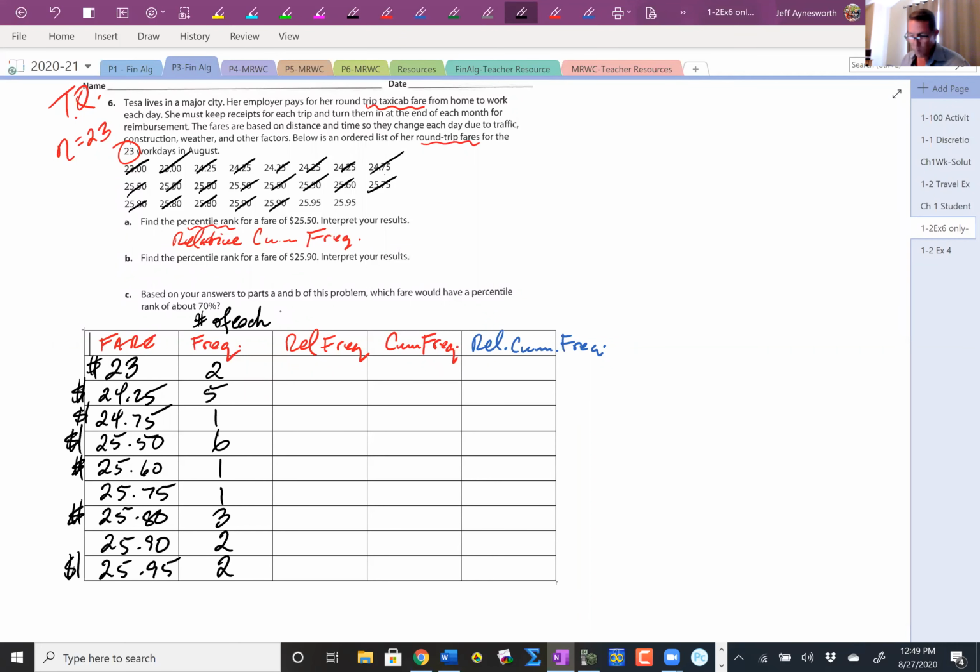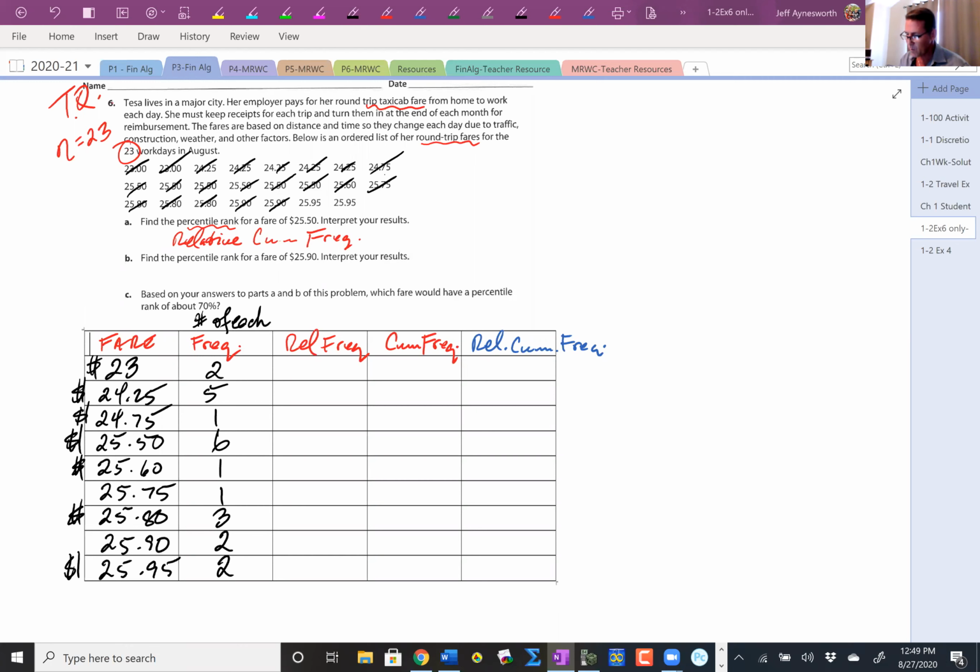Okay, now we're going to talk about relative frequency. And this is where you guys are going to come in. I'm going to call upon different people on this one. So get your calculators ready on this one. So relative frequency, we need to take the frequency and divide it by the total. So let's write down the total here.